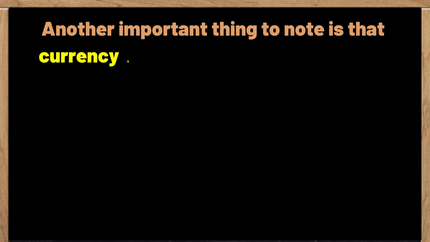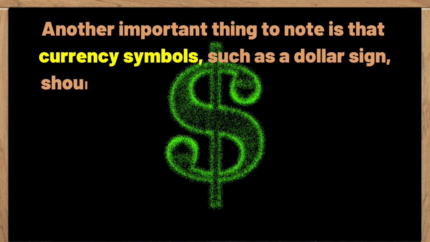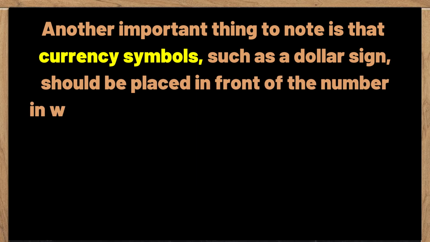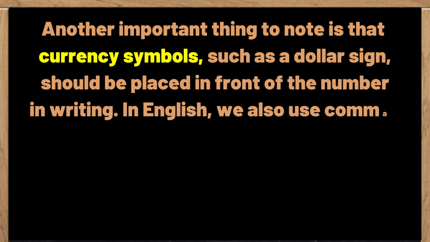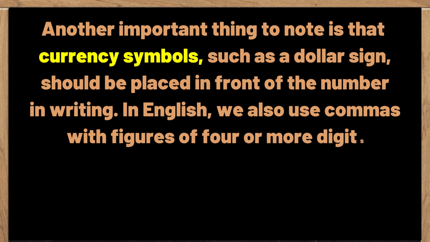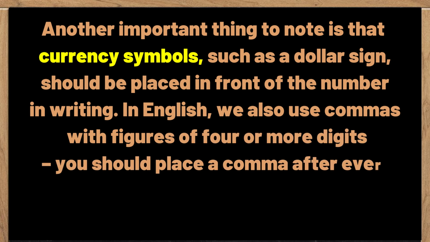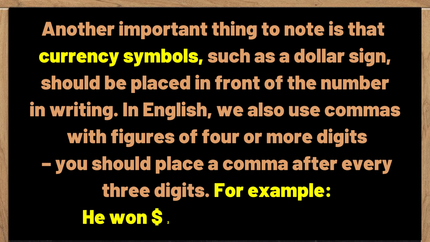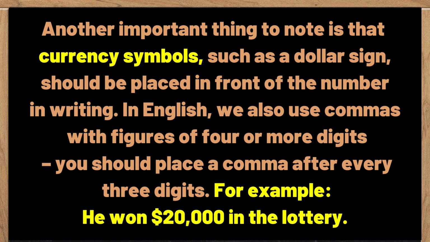Another important thing to note is that currency symbols such as a dollar sign should be placed in front of the number in writing. In English, we also use commas. With figures of 4 or more digits, you should place a comma after every 3 digits. For example, he won $20,000 in the lottery.